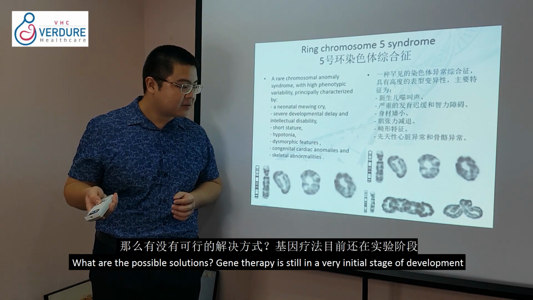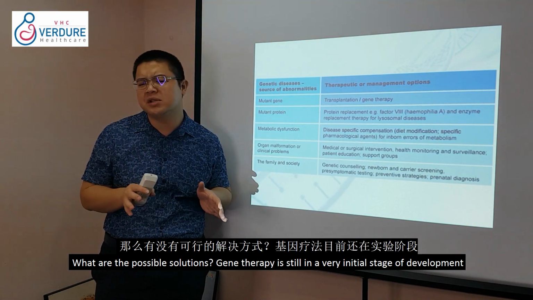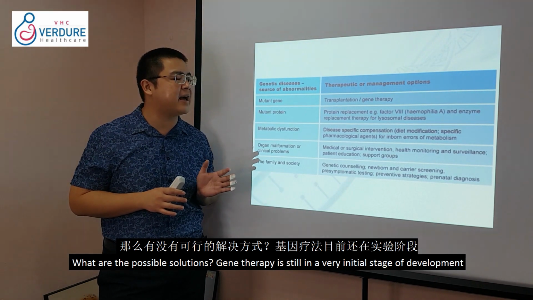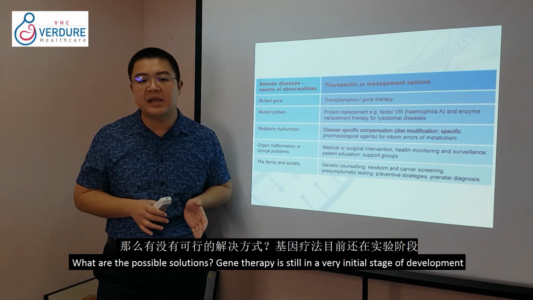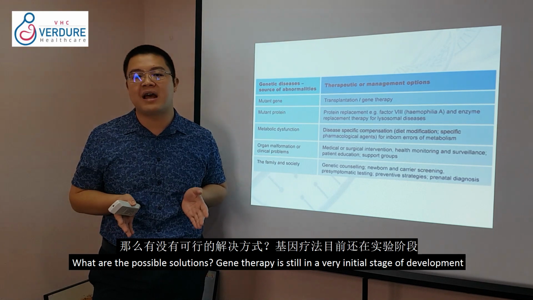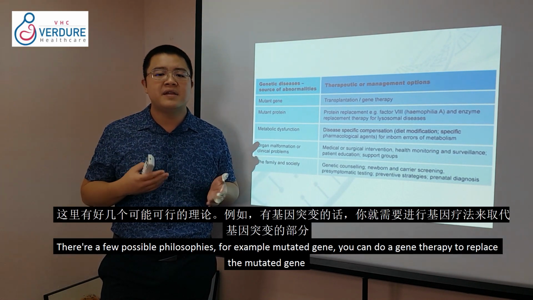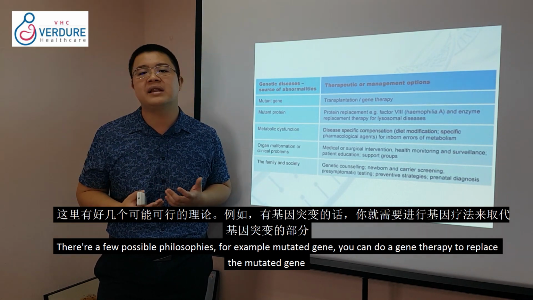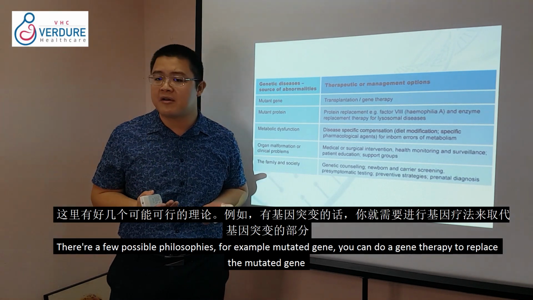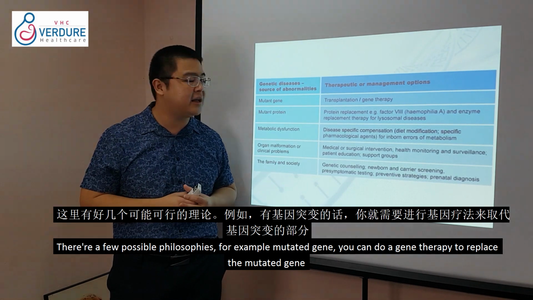Okay, so with that, what are the possible solutions? But once again, friends, I have to emphasize that gene therapies are still in a very initial stage of development. So it's more like science fiction rather than a practical cure. But there are a few philosophies, I would say, that are possible. For example, mutated genes, you can do a gene therapy to replace the gene, and take out the wrong genes.